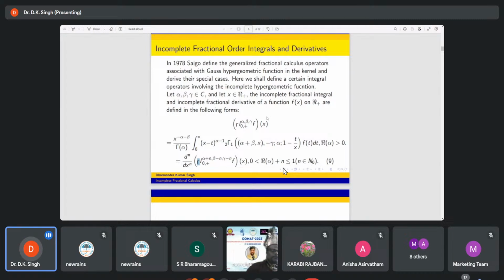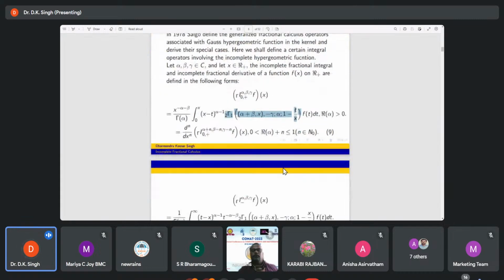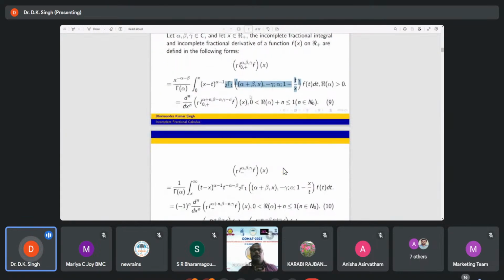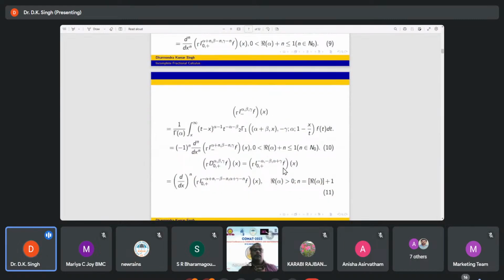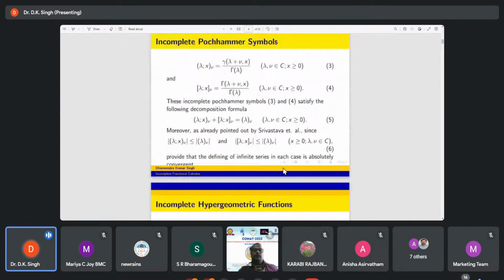So we can say that these incomplete fractional order integrals and derivatives are constructed with the help of the incomplete gamma function and the complementary incomplete gamma function. I am showing the limit of the integration from 0 to x, and this is our incomplete hypergeometric function. With the help of the incomplete hypergeometric function, we introduce the incomplete fractional order integrals and the derivative.